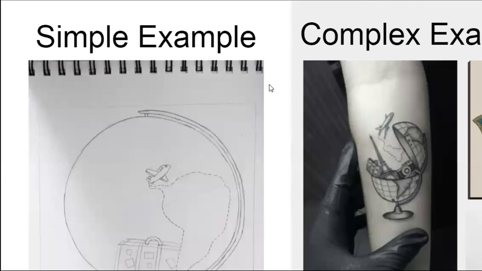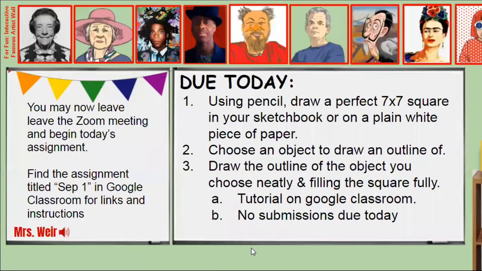Okay. So really quick, for my people who like things to be in writing, today, using a pencil, draw a perfect 7x7-inch square. If you don't have a ruler, you can estimate the size. In your sketchbook or on a plain white piece of paper, that's where you would want to do it. You want to choose an object to draw an outline of. Draw the outline of the object neatly, but you want to also fill the whole square. You don't want like all this empty space to be around it. There is like a Google Doc tutorial on Google Classroom with an example on there too, one of the images I showed. You don't have to submit it at the end of the day.